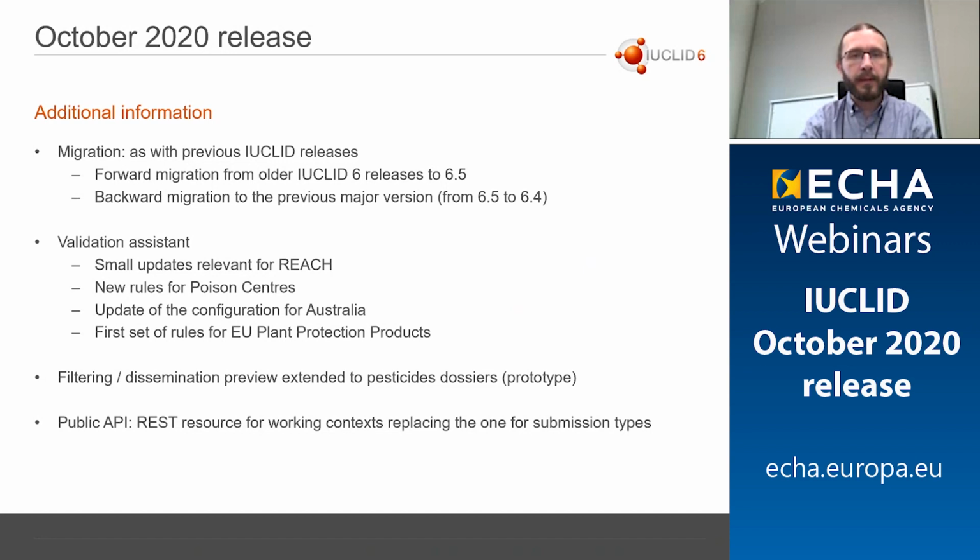Really quickly, some information on the validation assistant. You will see that in this release, small updates were made in the area of the REACH regulation. New rules have been implemented for poison centers. We have updated the configuration of the validation assistant for Australia, and we have also developed the first set of rules for European plant protection products.